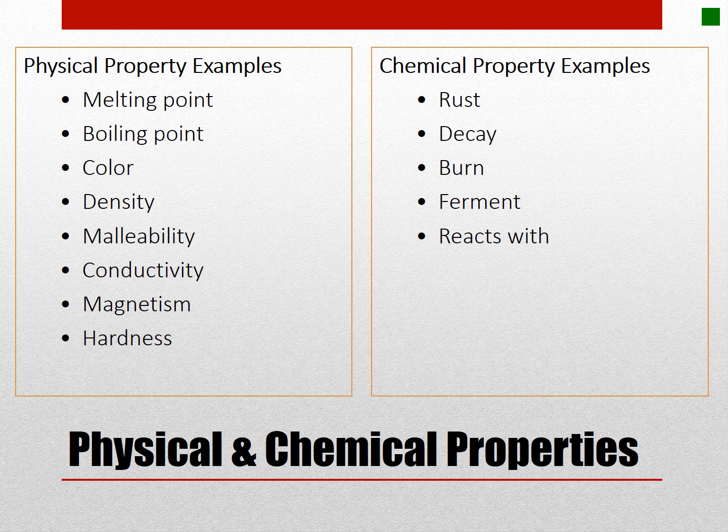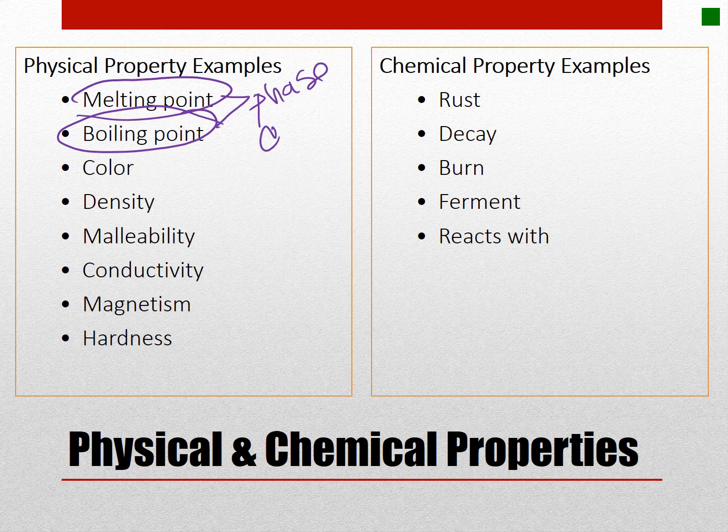So for a physical property, some examples are melting points, boiling points, and any phase changes. Anytime I am changing what state of matter it is, I am just doing a physical change. The reason being, even though it looks totally different, it is actually made out of the same stuff. So let's go to ice. If ice is melting, it is made out of H2O beforehand, and it is made out of H2O afterwards. So there is no difference in its chemical composition.